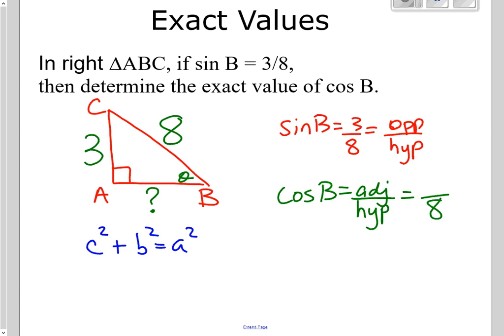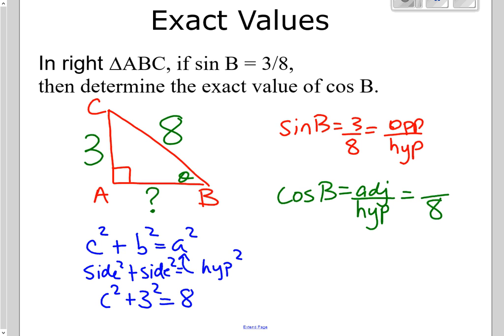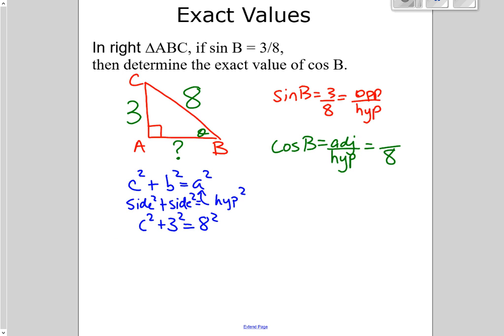If I rearrange Pythagorean theorem right, remember it's always equal to your hypotenuse squared. So it's side squared plus side squared equals hypotenuse squared. All right, and the side that we don't know is C. I do know side B, which is 3, and I do know my hypotenuse, which is 8. So C squared plus 9 equals 64.